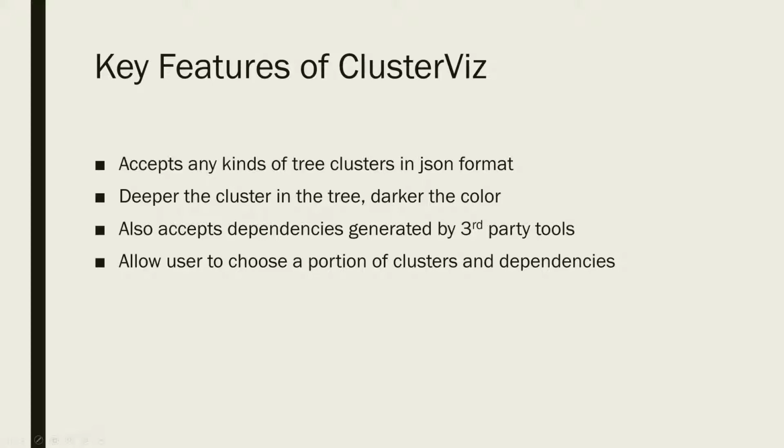ClusterViz receives all kinds of clusters as input, as long as they are in a specific JSON format. Each cluster and subcluster will be visualized as a circle. The deeper the cluster in the cluster tree, the darker the color of the circle. It also accepts dependencies between clusters in a JSON format. For loaded clusters and dependencies, the user can choose just a portion of them to visualize. We typically use ClusterViz to visualize design rule hierarchy clustering. We are going to explain it later.